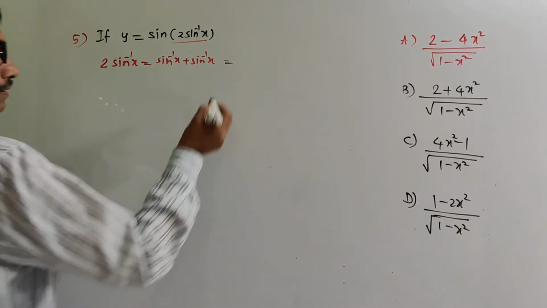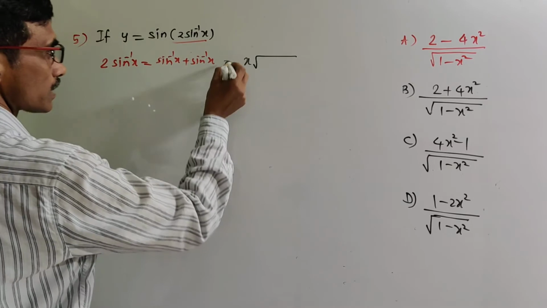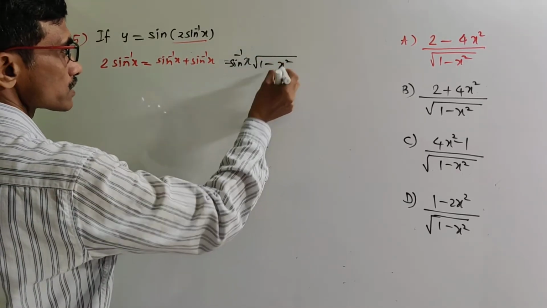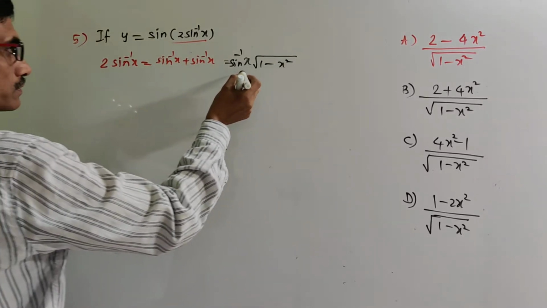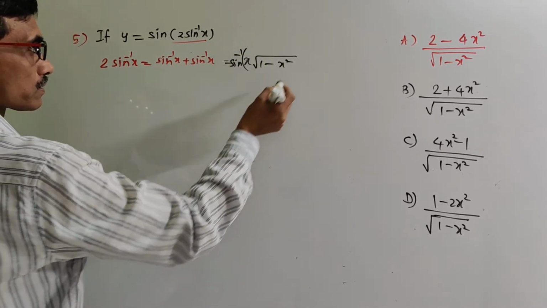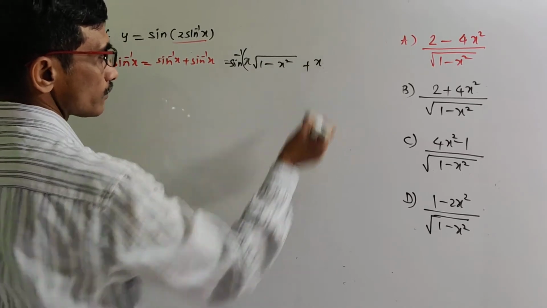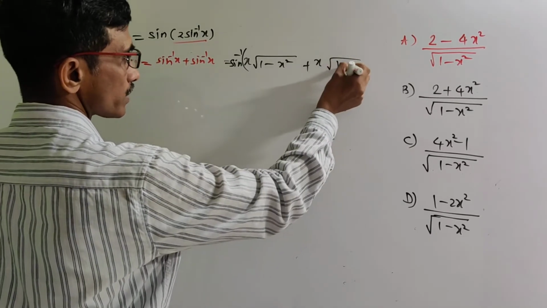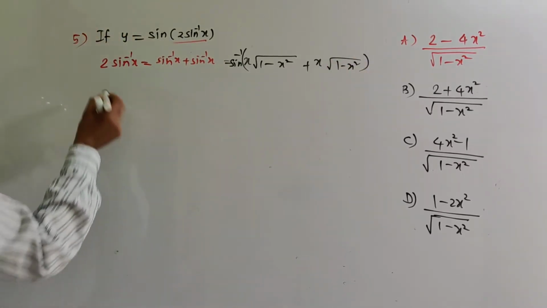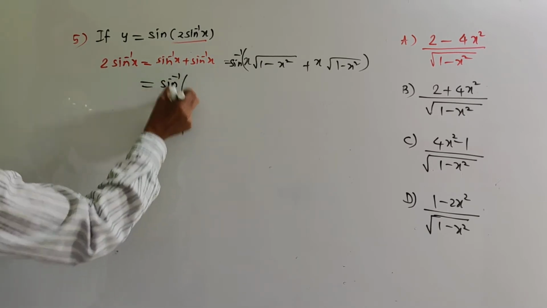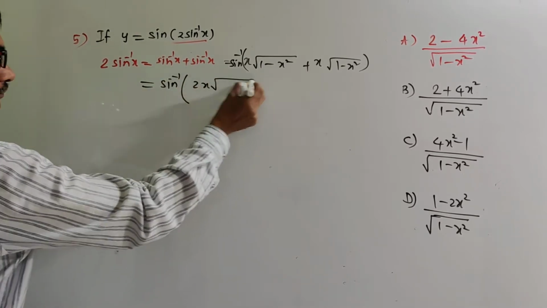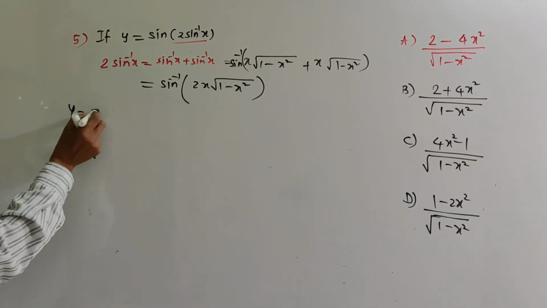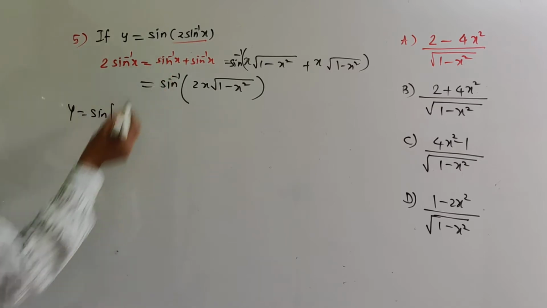plus y root of 1 minus x square. So it will be sine inverse of x root of 1 minus x square plus again x root of 1 minus x square, and finally it is sine inverse of 2x root of 1 minus x square. So therefore y is equal to sine of 2 sine inverse of x.